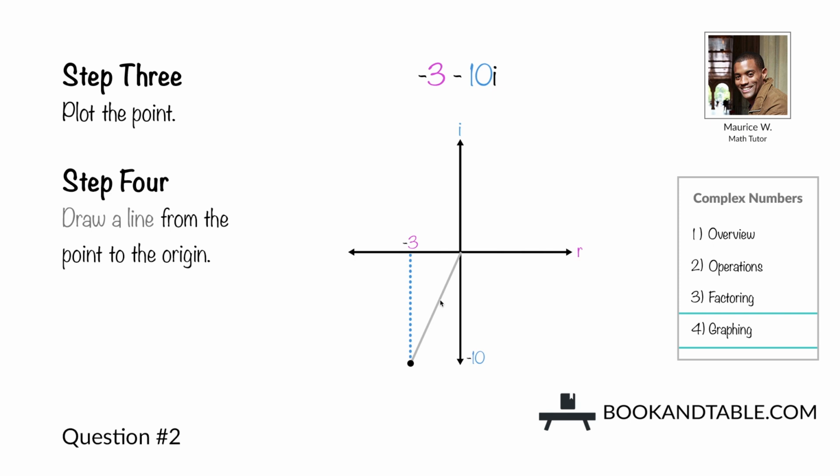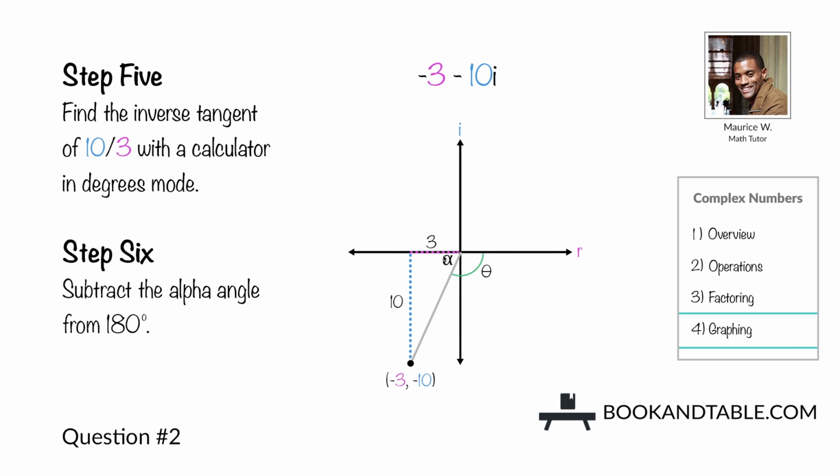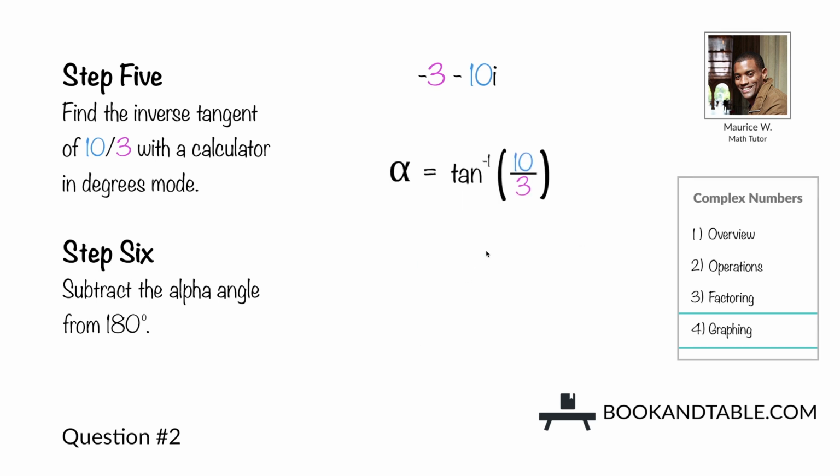And now the angle closest to the origin is going to be our alpha angle. So our right triangle has an adjacent side to alpha that is equal to 3, and a side opposite of the alpha angle with a length of 10. And if this is our alpha angle, then from this vector to the positive real axis is our theta, or argument. So we'll use the inverse tangent of the opposite side over the adjacent side to find alpha, and then subtract that from 180 degrees.